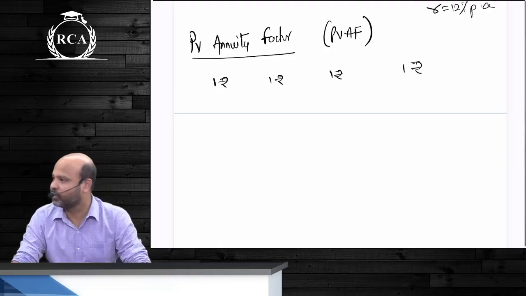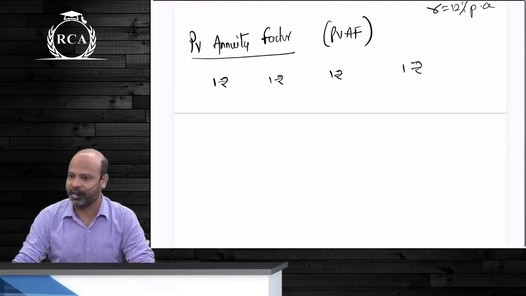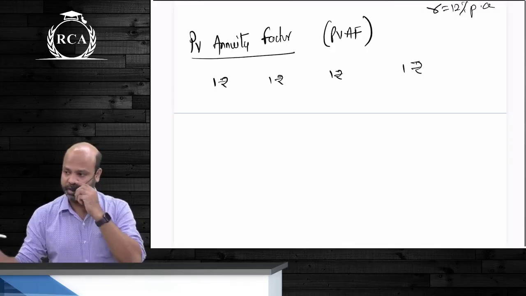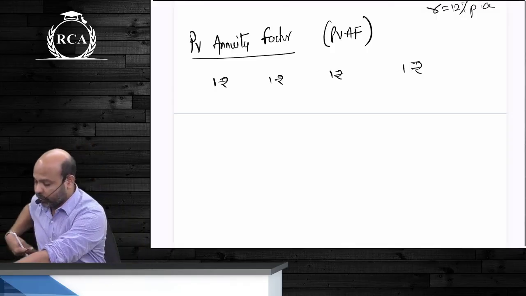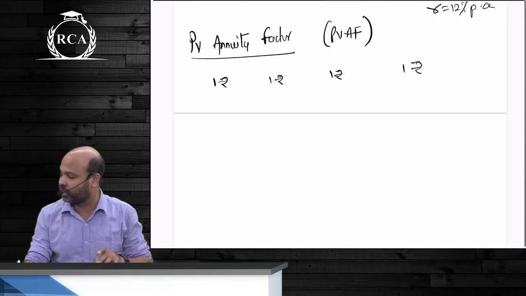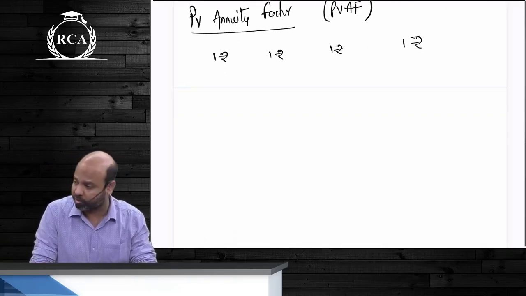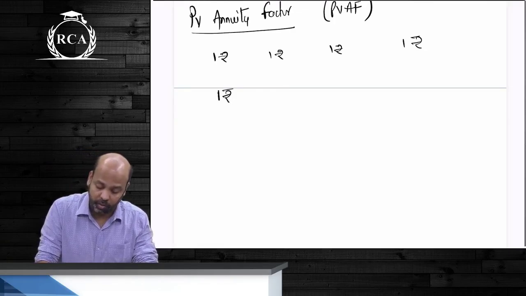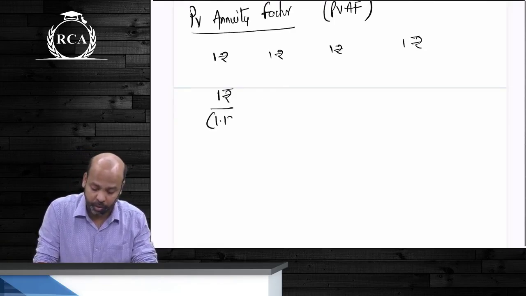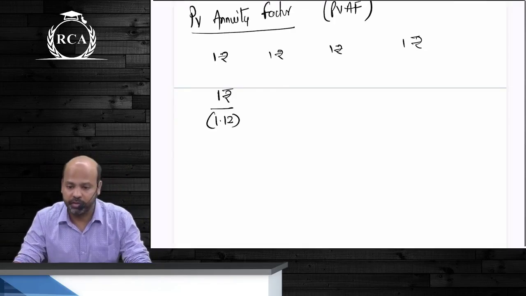Yes guys. So rate of interest is 12% and we are going to receive 1 rupee at the end of every year for the next 4 years. If this was not present value annuity factor and this was a case of only present value factor, what will be the present value of the first 1 rupee? You'll write 1 rupee divided by 1.12 whole power 1.